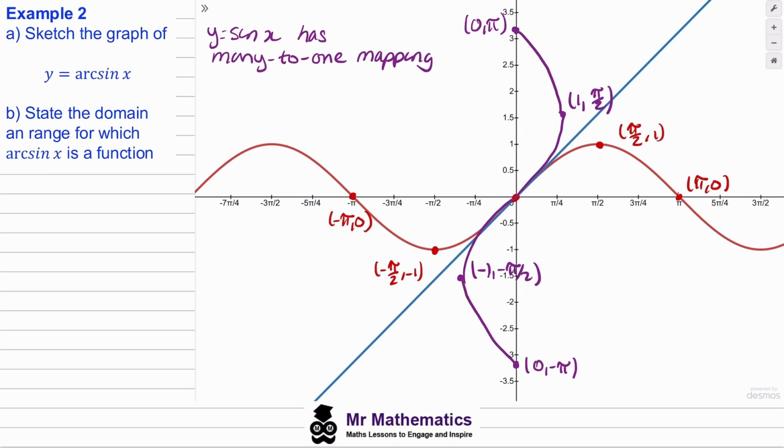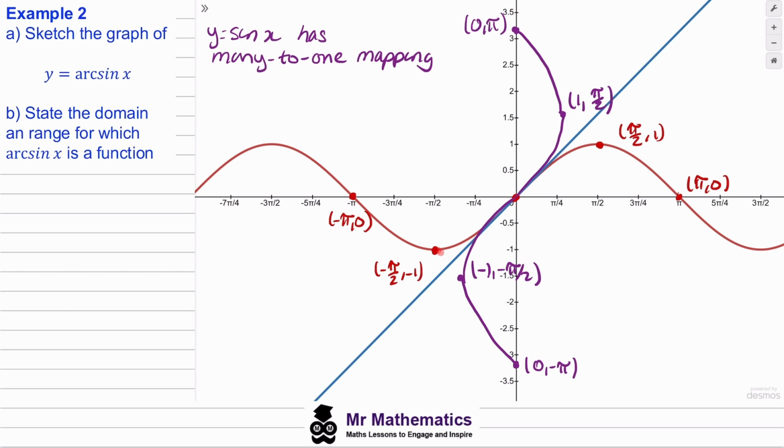So now you can see that this is not a function, because one x value will map onto multiple y values. The same is true on the other side. This x value will map onto two y values. And if we were to continue reflecting this curve infinitely, you could see that the x value would map on to an infinite number of y values.